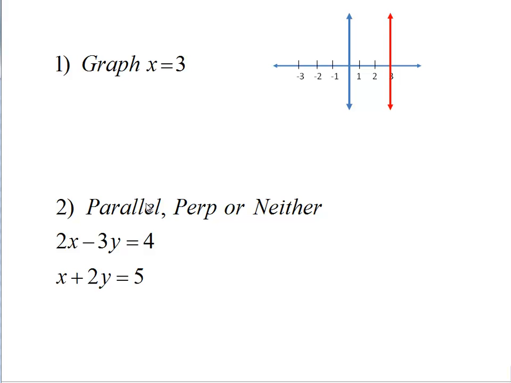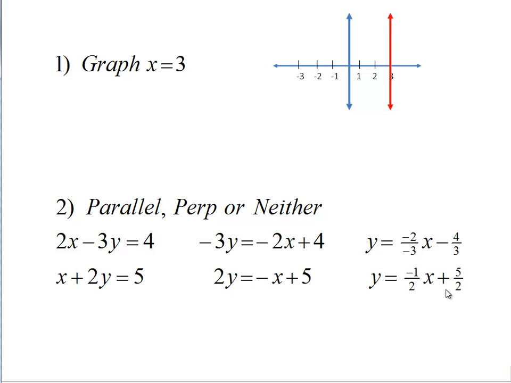Okay, tell me if they're parallel, perpendicular, or neither. First, we need to find the slope. So on the first one, subtract 2x from this and the right side. So you get negative 3y equals negative 2x plus 4. Divide by negative 3. So turn this into a 1, turn that into 2/3, and turn that into a negative 4/3. So negative 2 over negative 3, which is 2/3, and negative 4/3. Okay, this one, subtract x, so you get 2y equals negative x plus 5, divide by 2. So now we have a negative 1/2 plus 5/2.